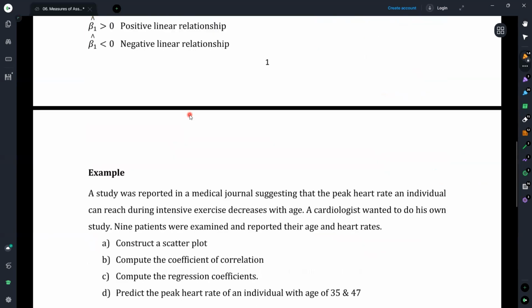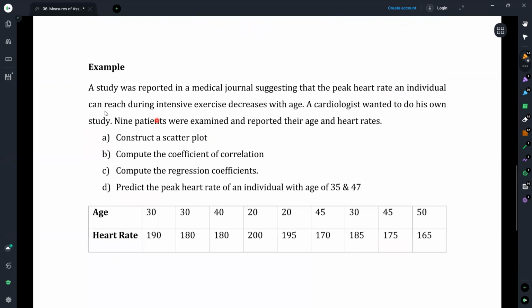Now, moving to the example here, a study reported in a medical journal suggests that the peak heart rate an individual can reach during intensive exercise decreases with age.